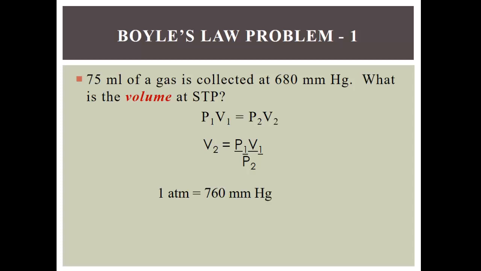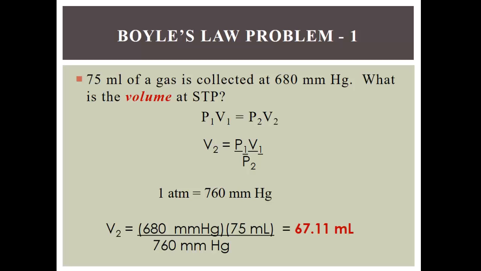If you remember from previous discussions, 1 atmosphere is equal to 760 millimeters of mercury. So at STP, our second pressure P2 is 760 millimeters of mercury. Plugging in the numbers from above, we end up with 680 millimeters of mercury times 75 milliliters divided by 760. When we do the math, it comes out to 67.11 milliliters. So basically, just plug and chug once you figure out what everything is. Let's go ahead and try another one.